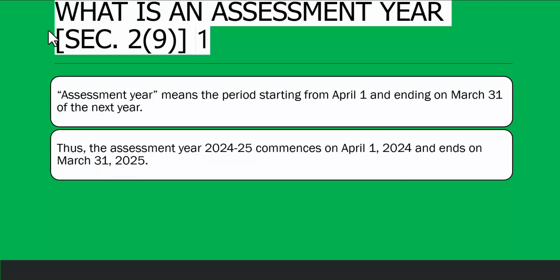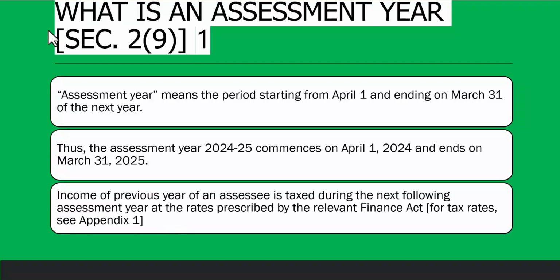For example, the assessment year 2024-25 commences on 1st April 2024 and ends on 31st of March 2025. So that means the assessment year is yet to begin. After a couple of days, the new assessment year will start.